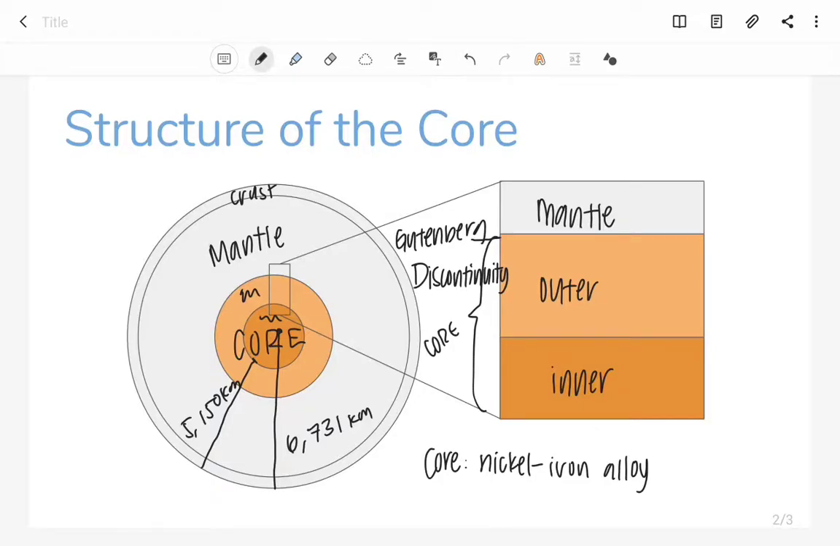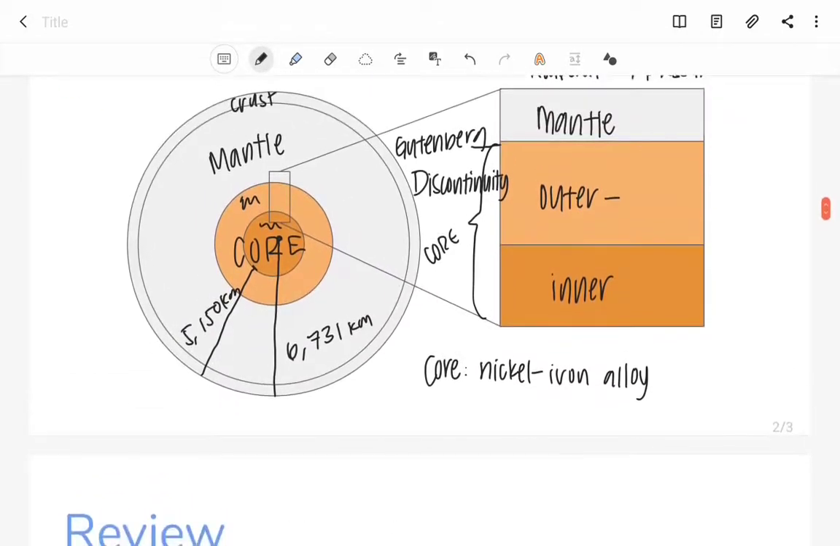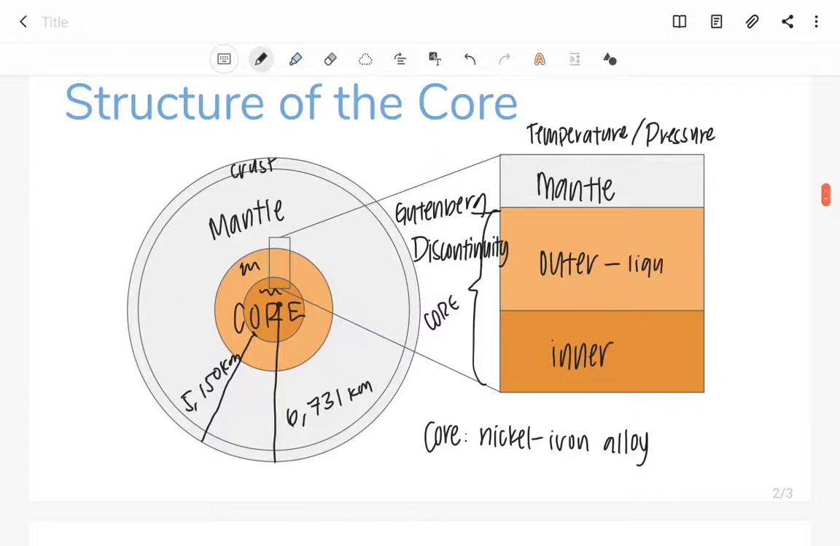In an earlier video, we mentioned how temperature and pressure play a role in determining the strength of a material, especially as we go underground. In the case of the outer core, the combination of temperature and pressure makes it so that the outer core is a liquid. So the outer core is actually this flowing iron-nickel alloy that is sandwiched between the mantle and the inner core.